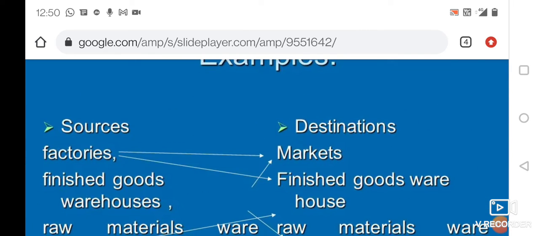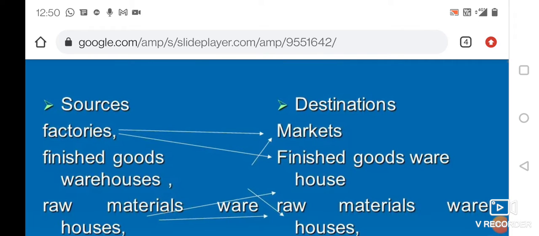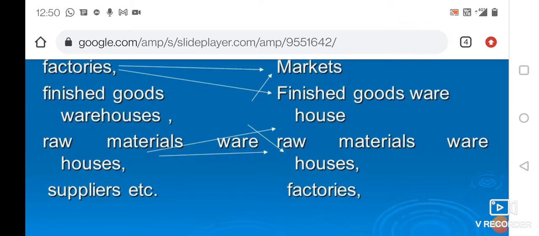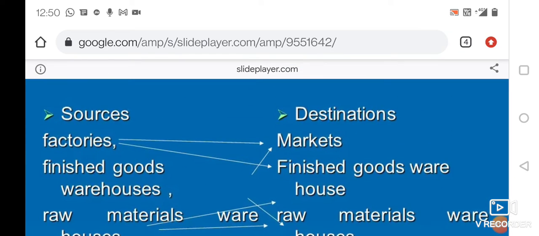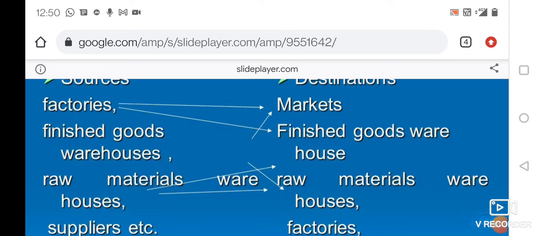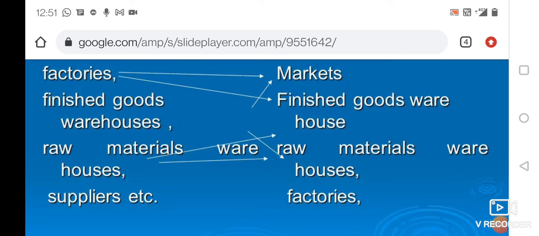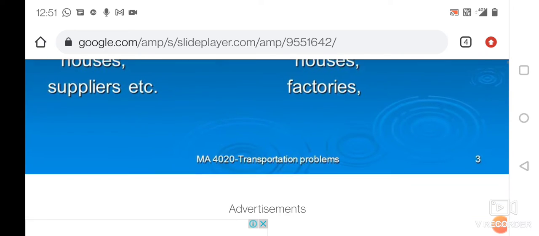These are the sources and destinations. Factories are sources, and the destination is the market. Finished goods, raw materials, warehouses, suppliers, these are all sources. And the destination is a finished goods warehouse, a raw material warehouse, and factories.